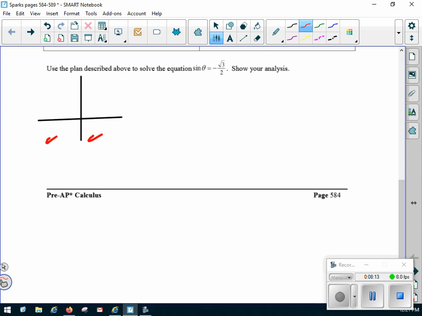Do we still have to do it in between these 2 numbers? Yes, because it said use the plan above. So, what I'm going to have in quadrant 3 is a reference angle of 60 degrees. So I need this angle. I will do it in both. I'm just doing one at a time. Theta is 240 degrees.